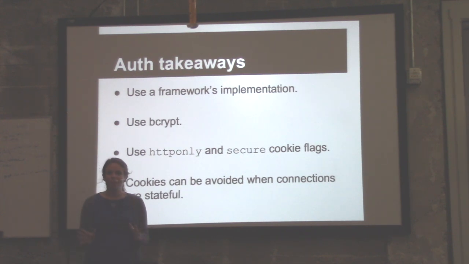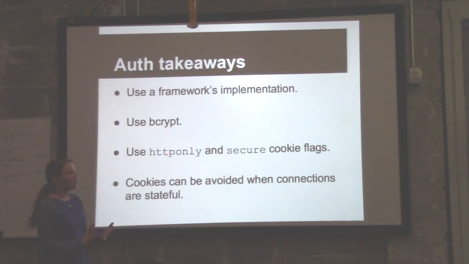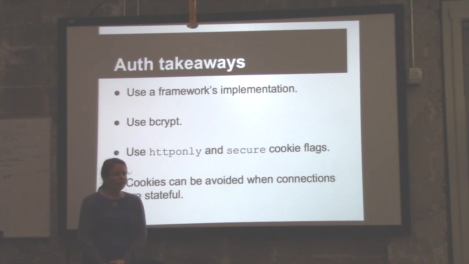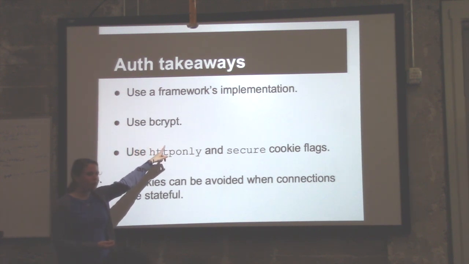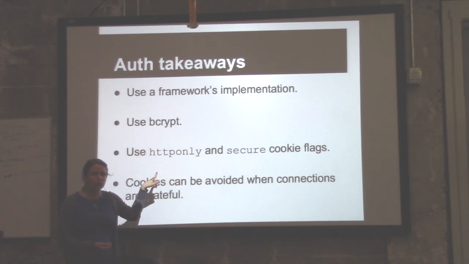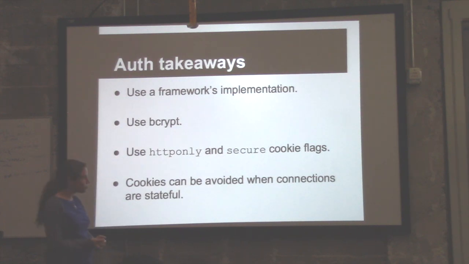Okay, so I'm finally done with my monster authentication section. The takeaways are, for this very security-sensitive code, it's important to use a framework implementation that's been well-tested, well-studied, and hopefully not super buggy. Hopefully you can drop into your framework's implementation some security enhancements, like using bcrypt and secure cookie flags, which provide defense in depth. And I think it's interesting to think about the future where we might have more long-lived, stateful connections, and one of the interesting security properties that comes out of this is that we actually don't need cookies at all.